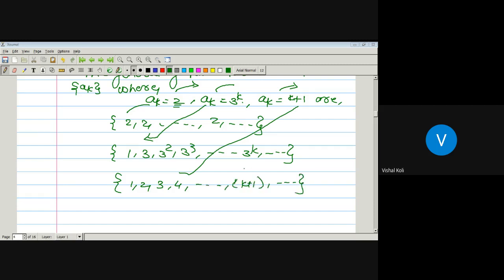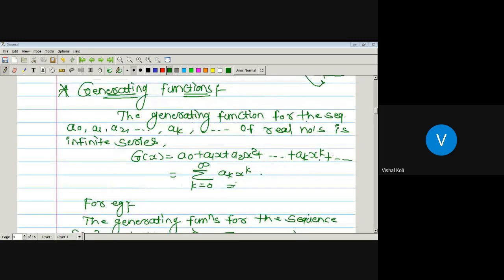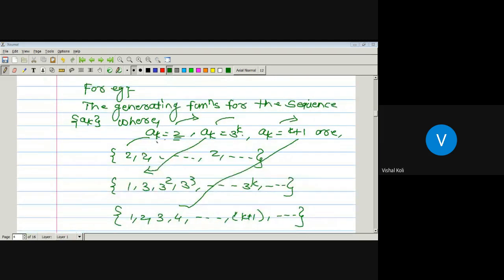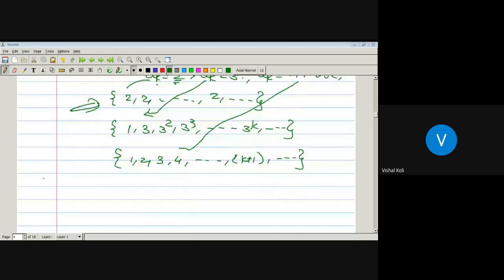So these are the sequences, and we have to find out their generating functions. So what are the generating functions? Whenever a naught, a1, a2, up to so on ak is a sequence of real numbers, then the infinite series g of x equal to a naught plus a1x plus a2x square plus up to so on akx raised to k plus so on is nothing but the generating function for the sequence a naught, a1, a2, up to so on. Here the first sequence has kth term 2, that is, it is nothing but the constant sequence 2, 2, 2, and so on. So what is its generating function?